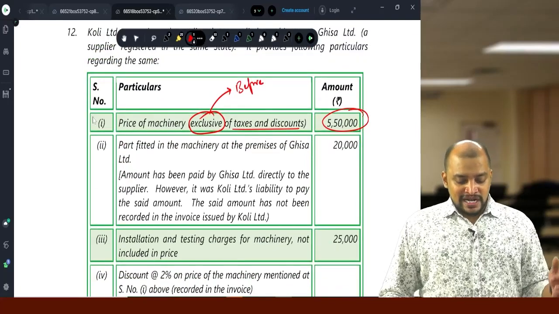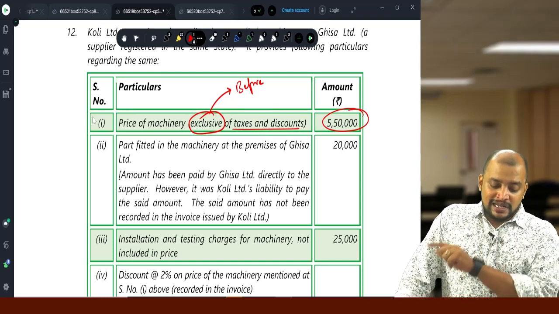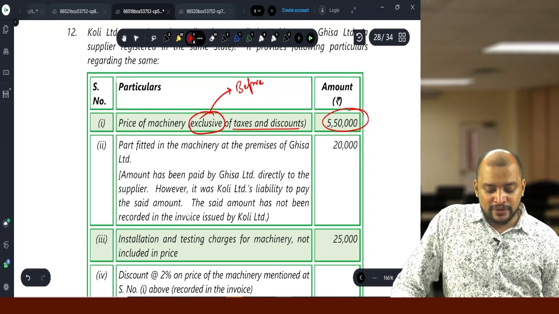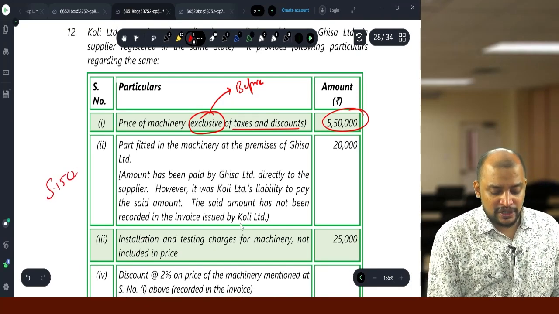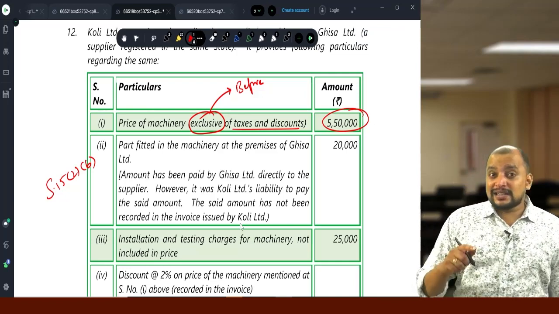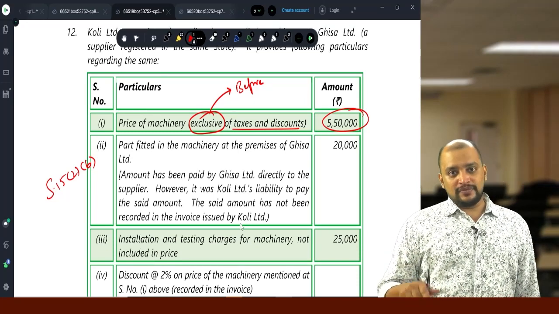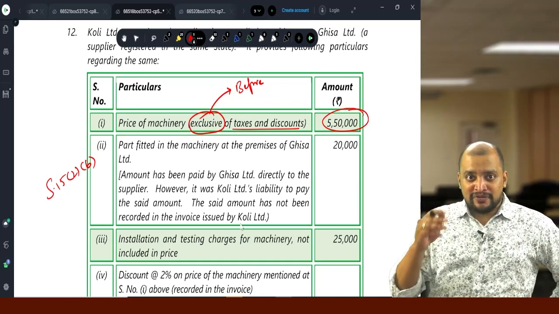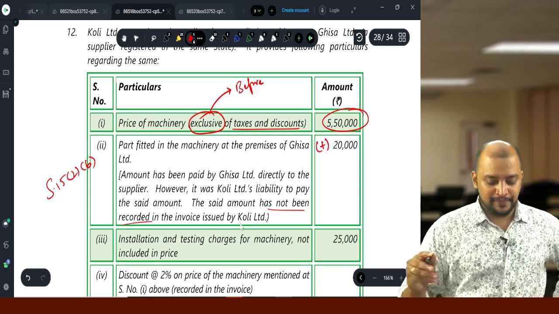Part fitted in the machinery at the premises of Geisha Limited. The amount has been paid by Geisha Limited directly to the supplier. However, it was Kohli's liability to pay the said amount, and it has not been recorded in the invoice. As per section 15(2)(b), any amount that the supplier is liable to pay but which is paid by the recipient should be included in the value. So in the given price it is not recorded, therefore we need to add.